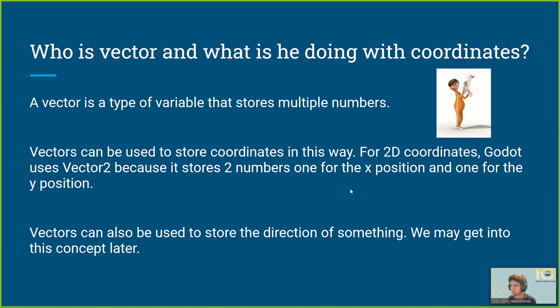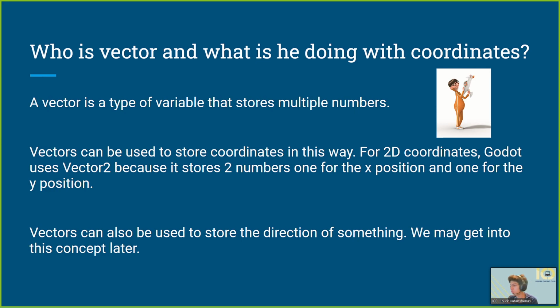But let's learn something new. We're going to talk about vectors. If you guys are in higher level math, or if you took a math class outside of school, you might know what vectors are. But who is Vector and what is he doing with coordinates? We have this image of Vector from Despicable Me. Just a reference there. But a vector is essentially a type of variable that stores multiple numbers. Vectors can be used to store coordinates in this way because if you remember, a 2D coordinate requires 2 numbers, the x position and the y position.